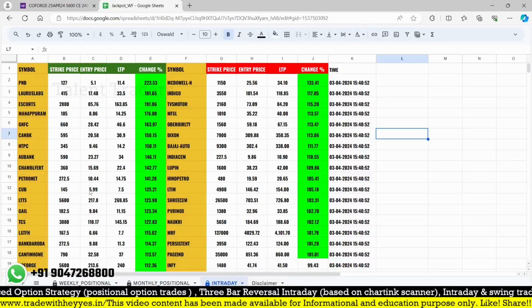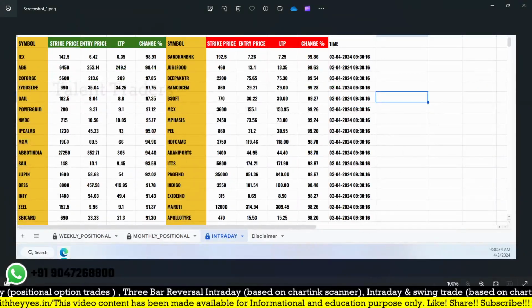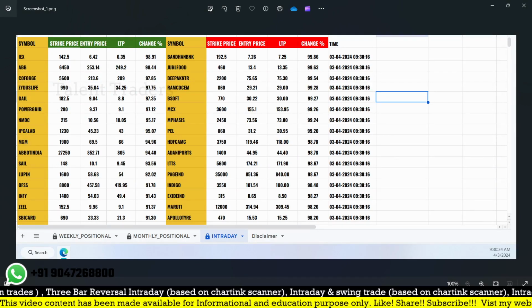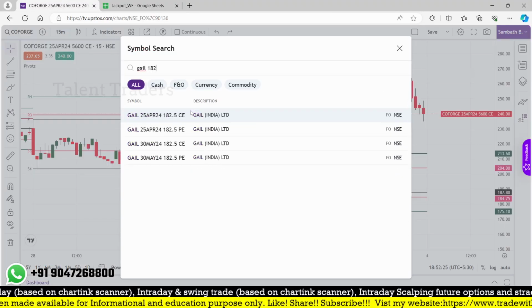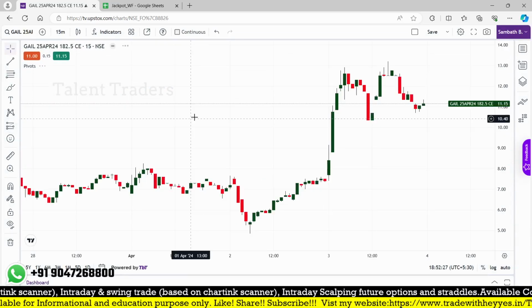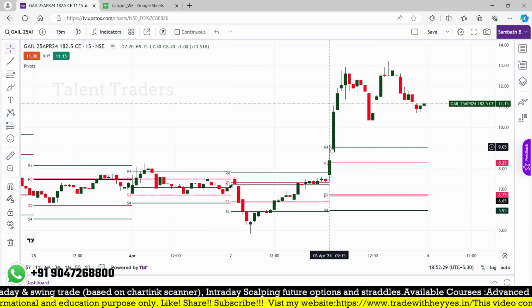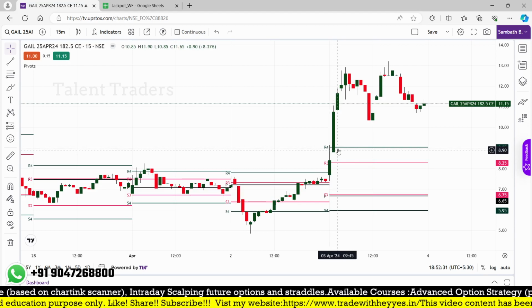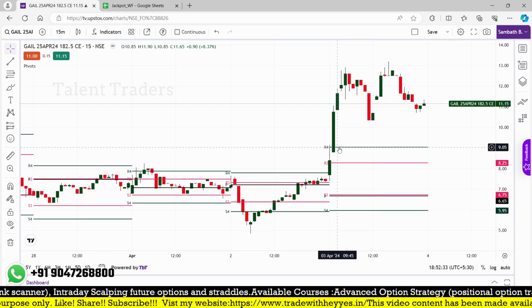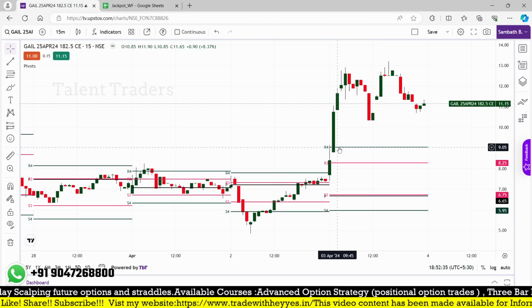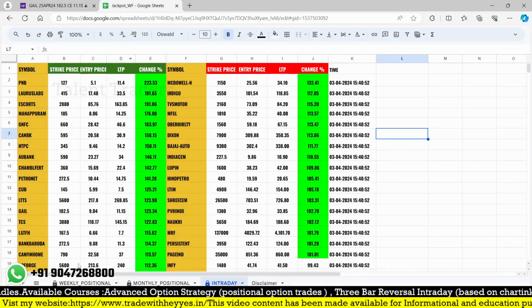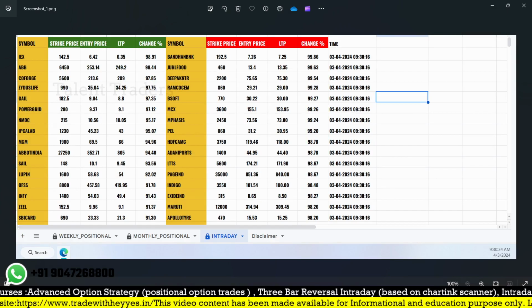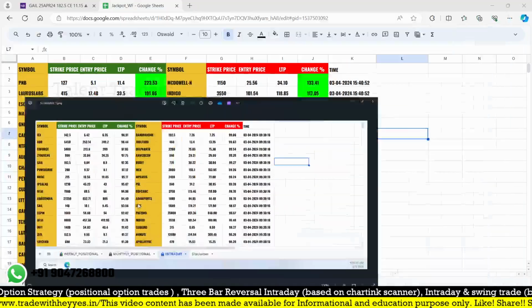Okay, and here is a screenshot at 9:34. Gale 182.5. So let me check whether it is triggered or not. Gale 182.5 call option. You can see it triggered in the first candle. Simply ignore it, because I am not considering it if that level is touched in the first candle or greater than the first candle. I should consider it a secondary or false entry. I should avoid it. Okay, and Power Grid 280.